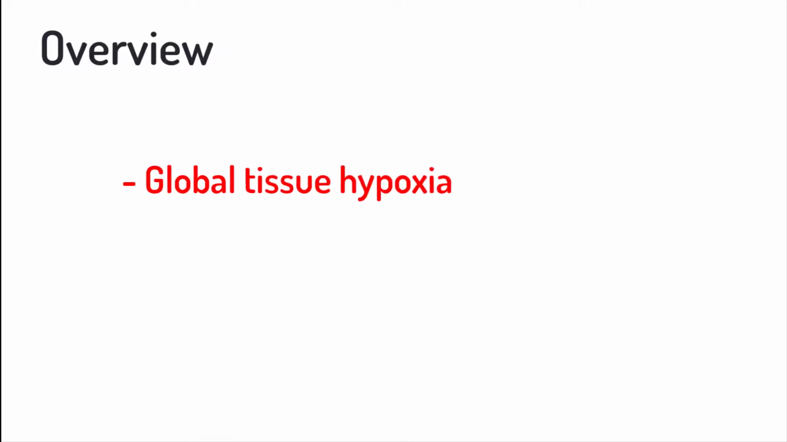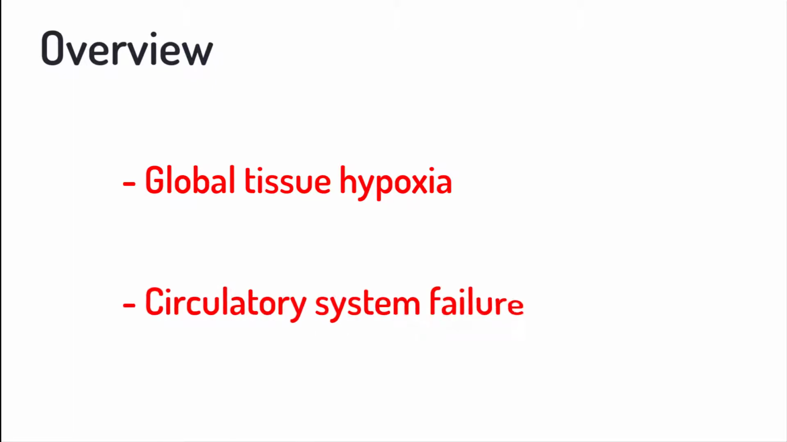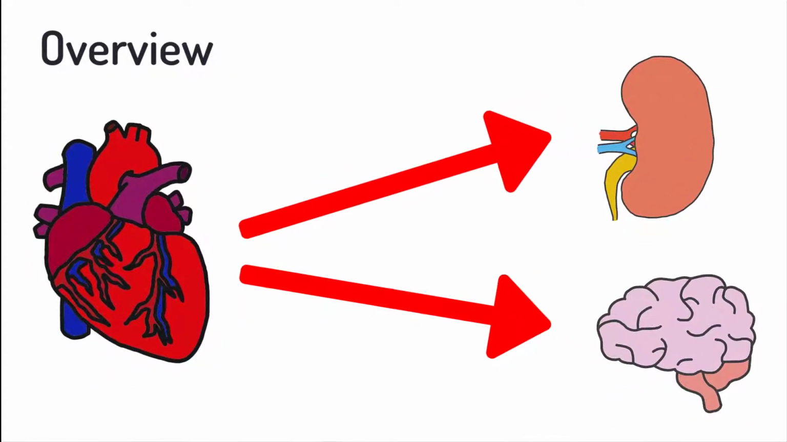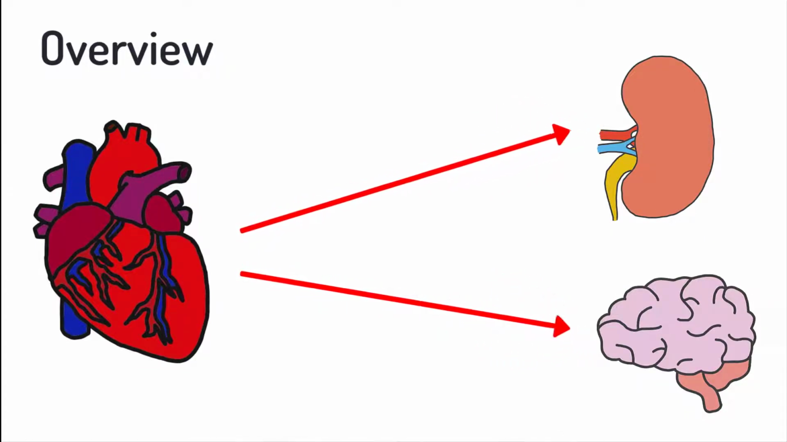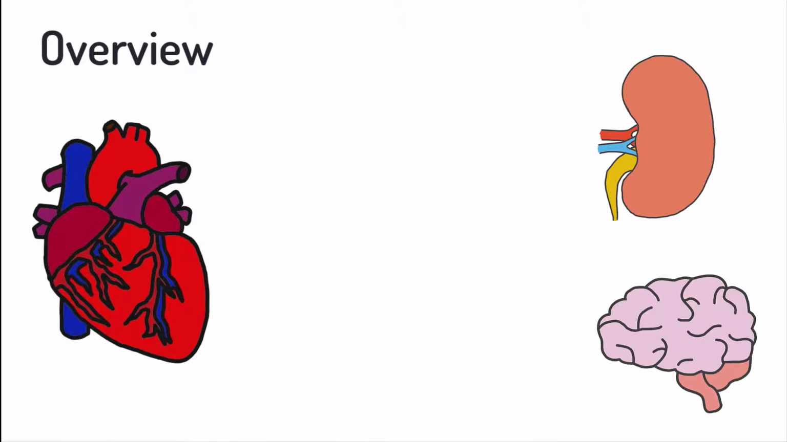Shock refers to a state of global tissue hypoxia, and it is most commonly the result of circulatory system failure. In these cases, hypotension results in the inadequate delivery of blood to tissues and subsequent tissue hypoxia. Prolonged tissue hypoperfusion can ultimately lead to multi-organ failure and death.